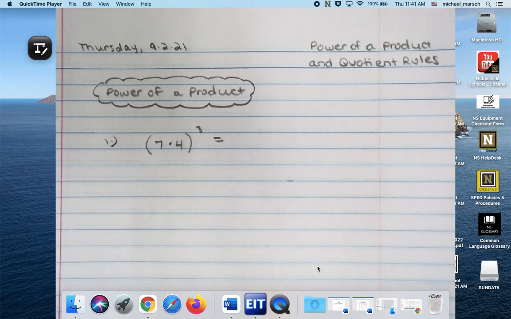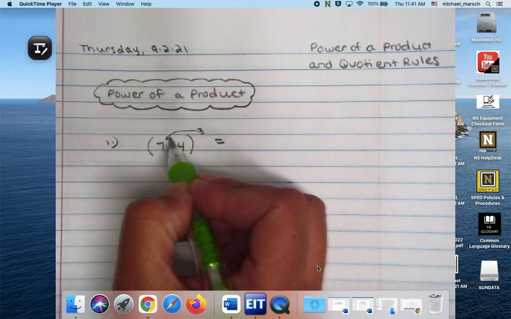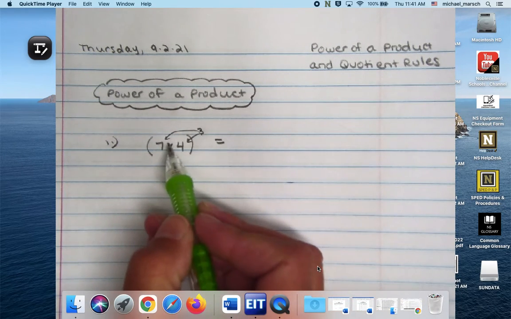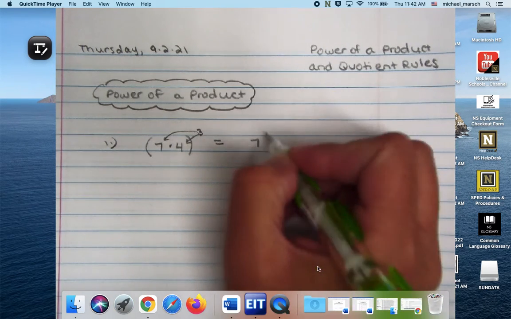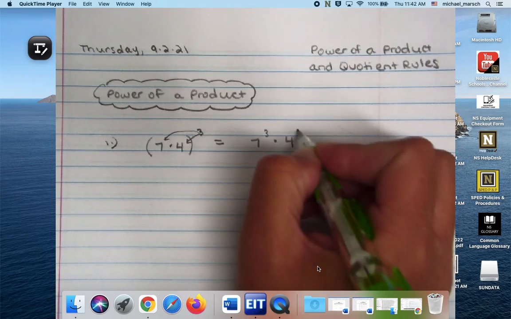Okay, so just like our laws of exponents color wheel showed us, we're going to distribute this 3 to this 7 and to this 4. So I'm going to end up with 7 to the third power times 4 to the third power.